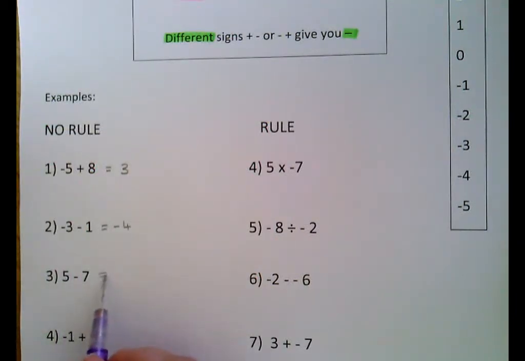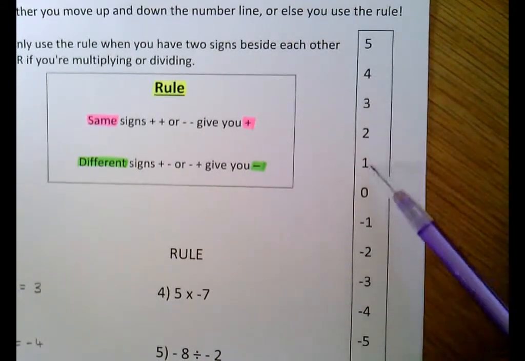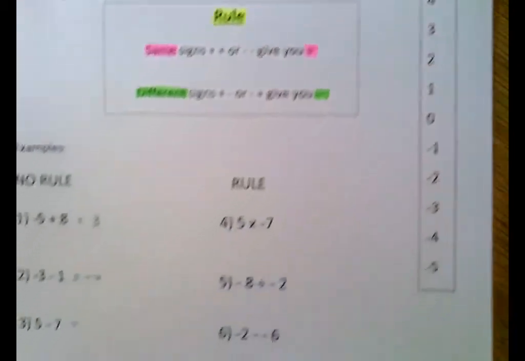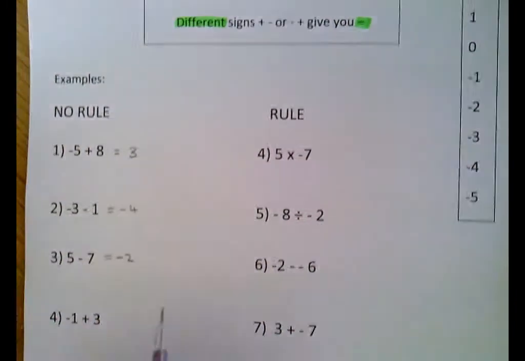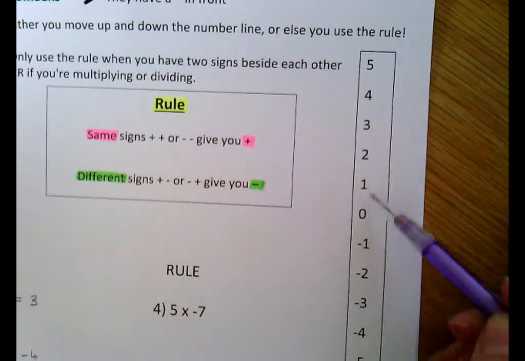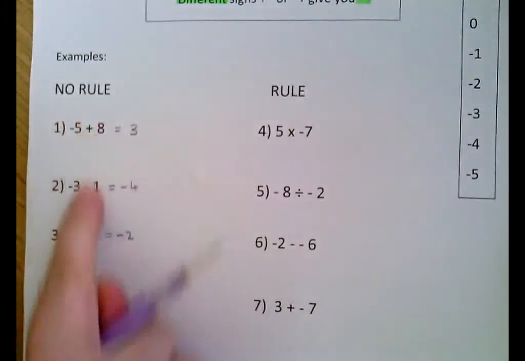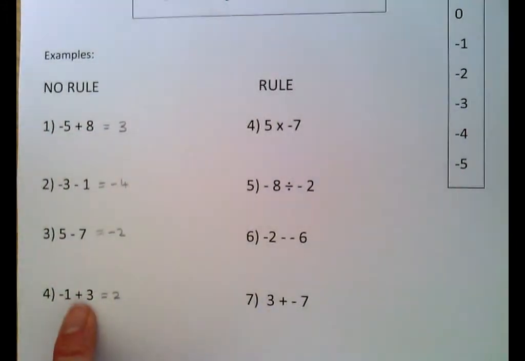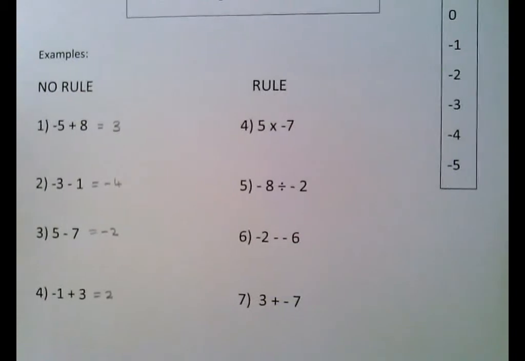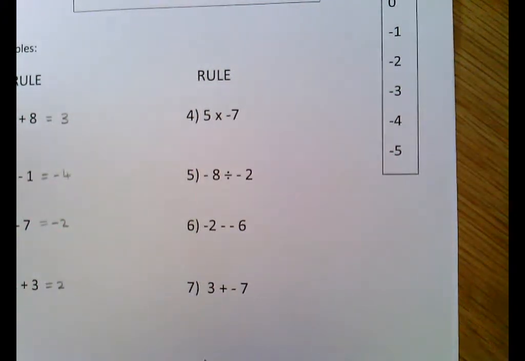5 take away 7, so if you are up at 5 and you go down 1, 2, 3, 4, 5, 6, 7, you end up at -2. And the last one, -1 up 3. So if you're at -1 and you go up 1, 2, 3, you end up at a positive 2. So none of those examples there were using the rule because the signs weren't right beside each other and we weren't multiplying or dividing. The next few questions then, we are using the rule because they're all either multiplying or dividing, or the adding and subtracting signs are right beside each other.